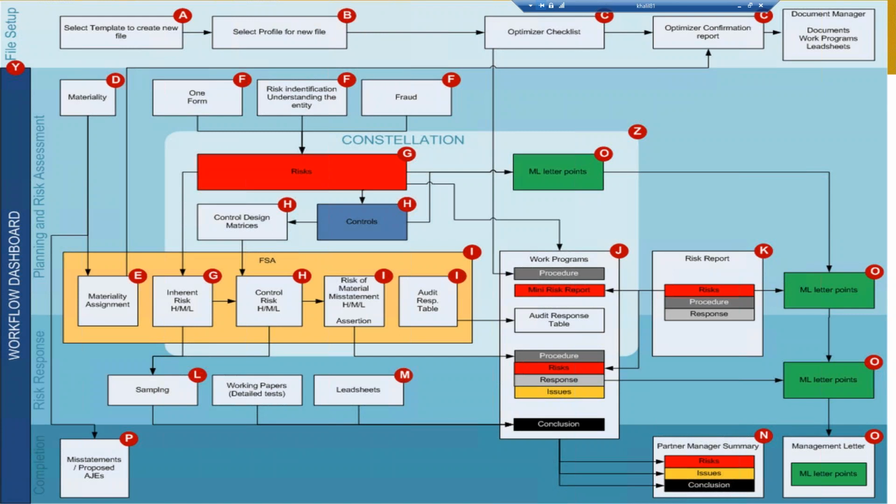After the profile has been selected, the optimizer checklist opens, allowing the user to answer initial questions regarding the entity, which will drive the removal of documents from the document manager that are not pertinent to the engagement, and also delete non-pertinent procedures from work programs and checklists when they are opened via the optimizer confirmation report. The items listed can be deselected so they are not deleted. When the deletion is finished, the user is left with a tailored set of documents pertinent for that engagement.